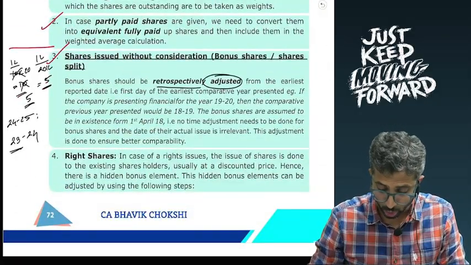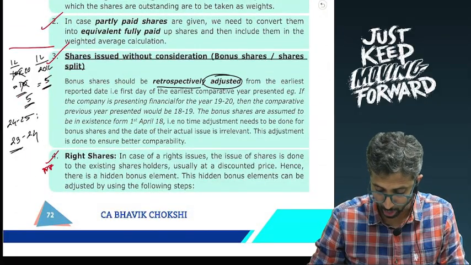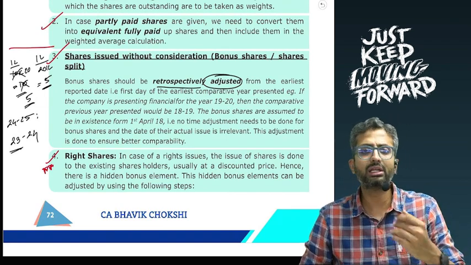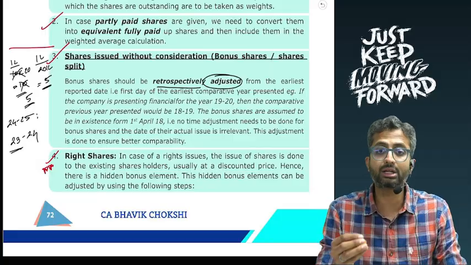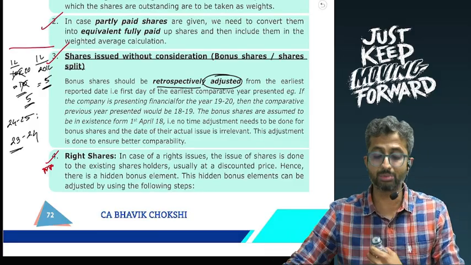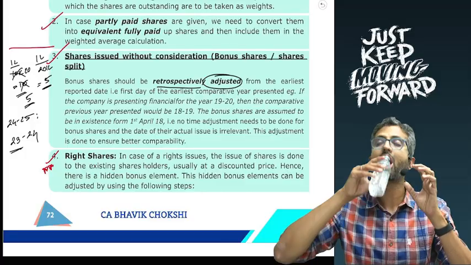Further, we will now go to the fourth and in my opinion the most important part when it comes to the basic EPS calculation, that is right shares. Now in case of right shares, these are shares for consideration but not for a full consideration, because usually right shares are at a discount.